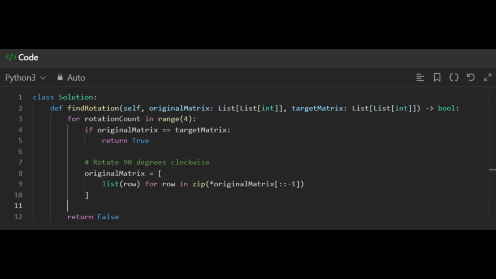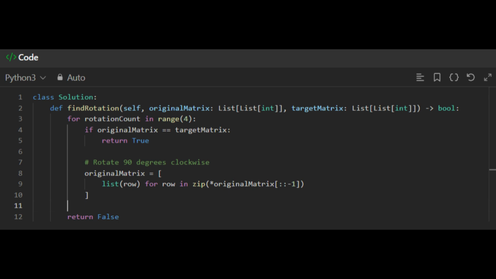Now let's understand how the rotation works. The expression original matrix reversed using slicing flips the matrix upside down. Then we use zip with unpacking to transpose the matrix. Transposing means converting rows into columns. Finally, we convert each row into a list to get the rotated matrix in the correct format. This combination of reversing and transposing results in a 90-degree clockwise rotation.